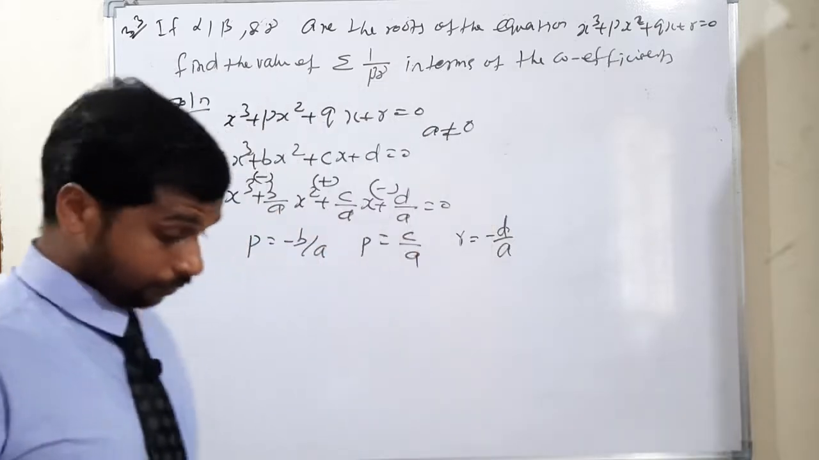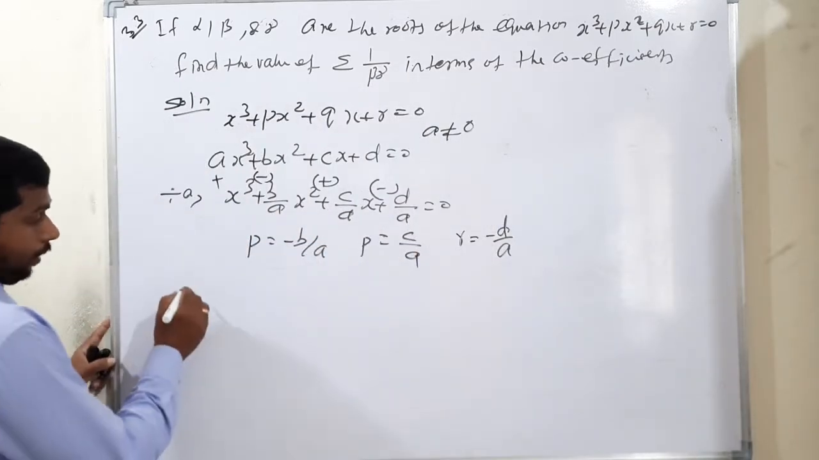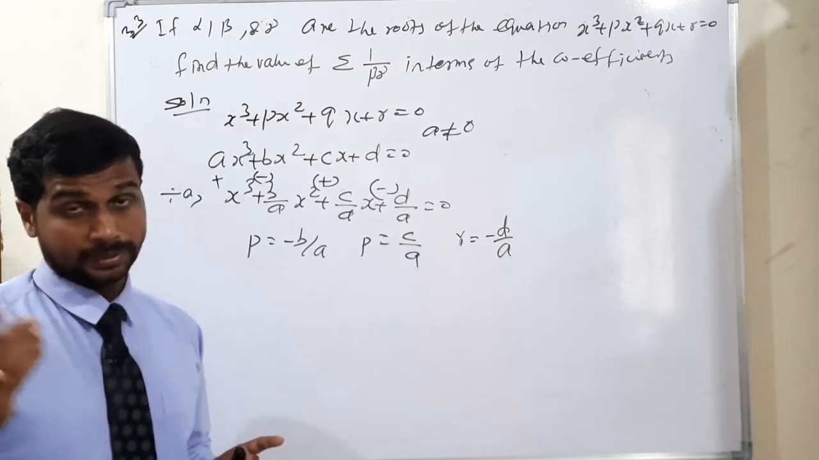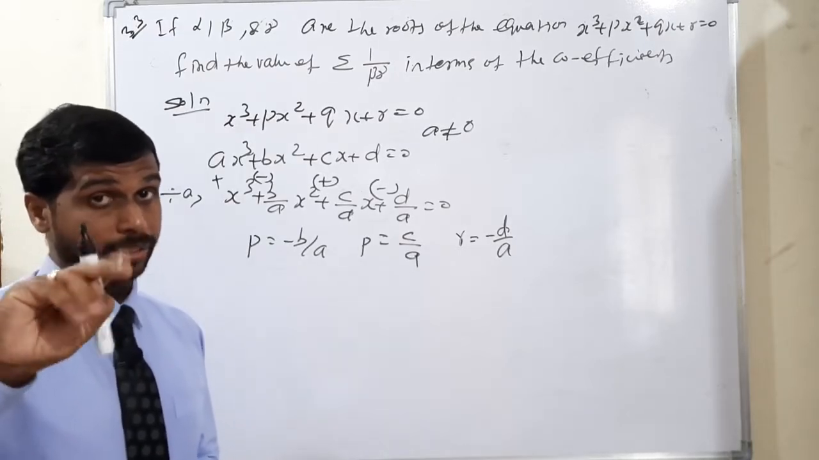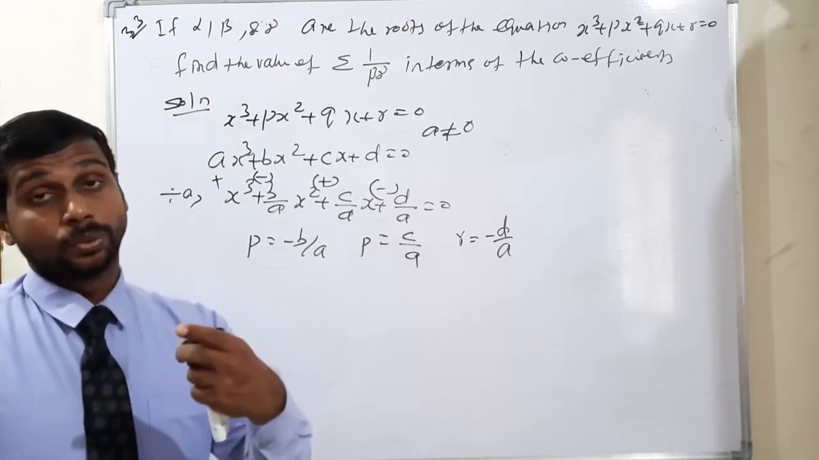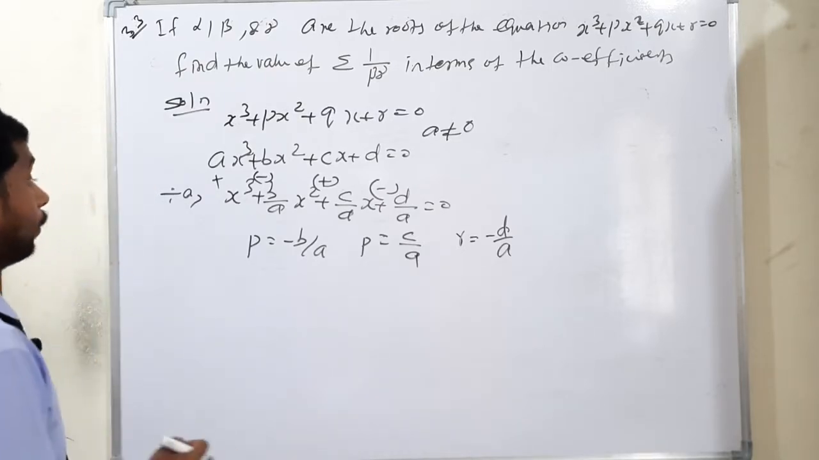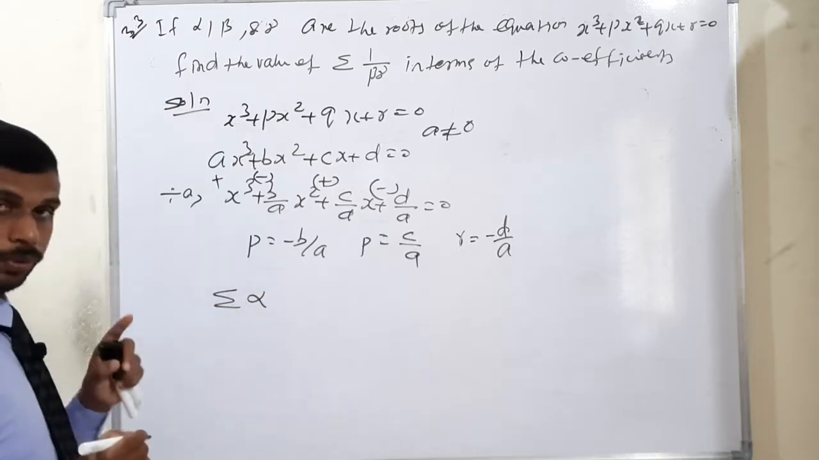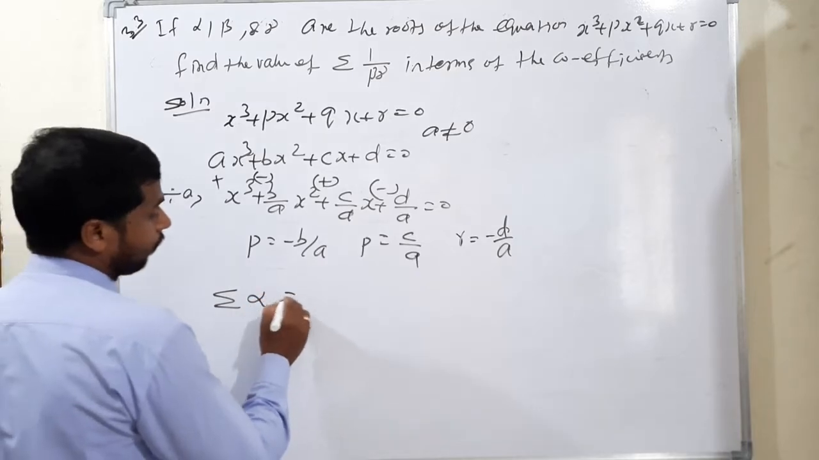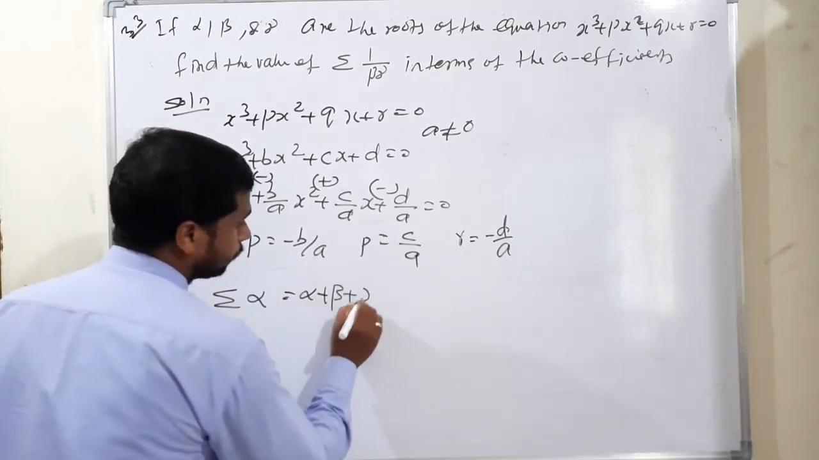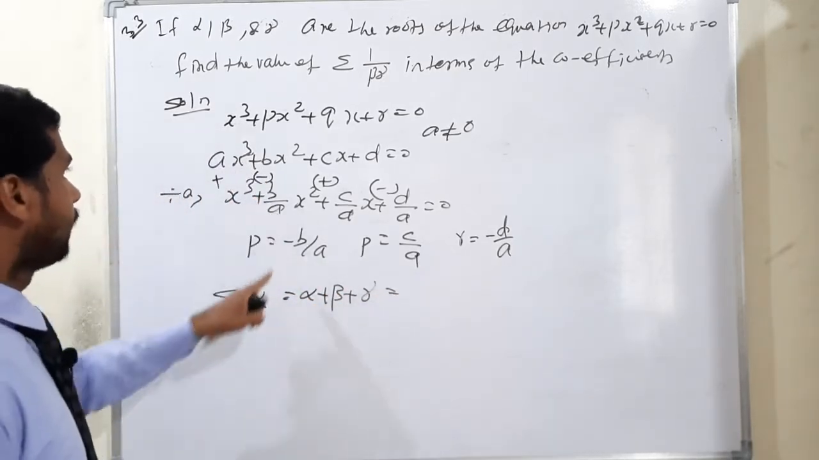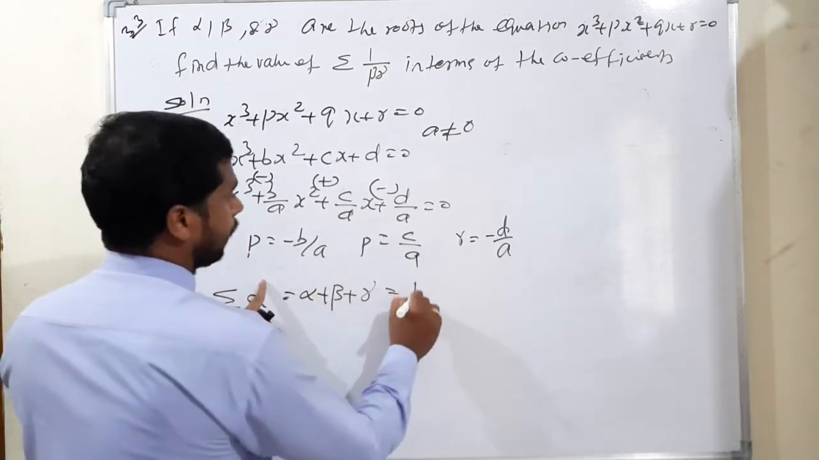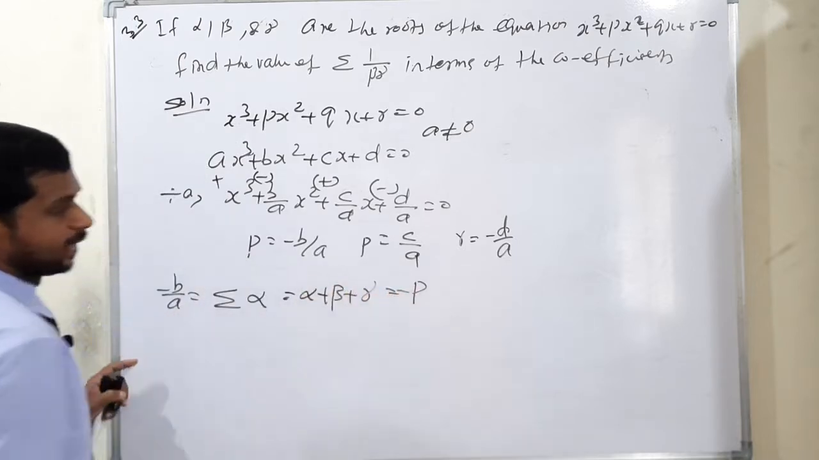Now, you already know the sum of the roots taken one at a time, the sum of the products of the roots taken two at a time, and the product of the roots taken three at a time. The summation of alpha, that is alpha plus beta plus gamma, is equal to minus b by a. Minus b by a, we can write now, is minus p.